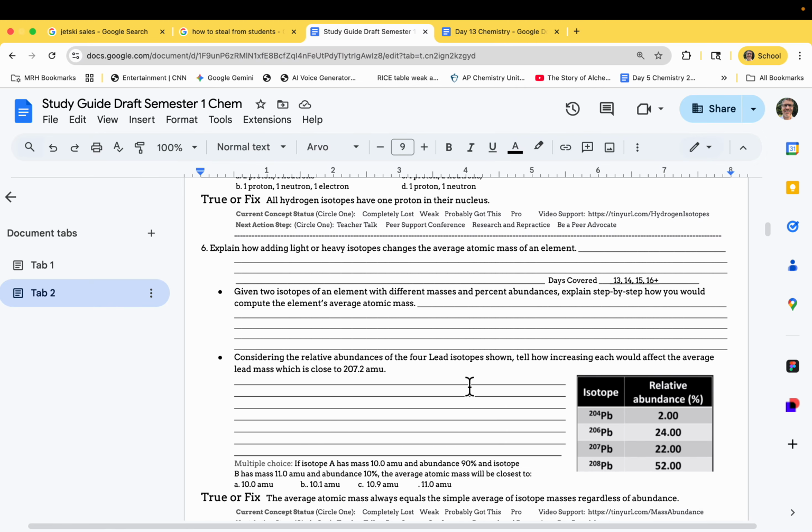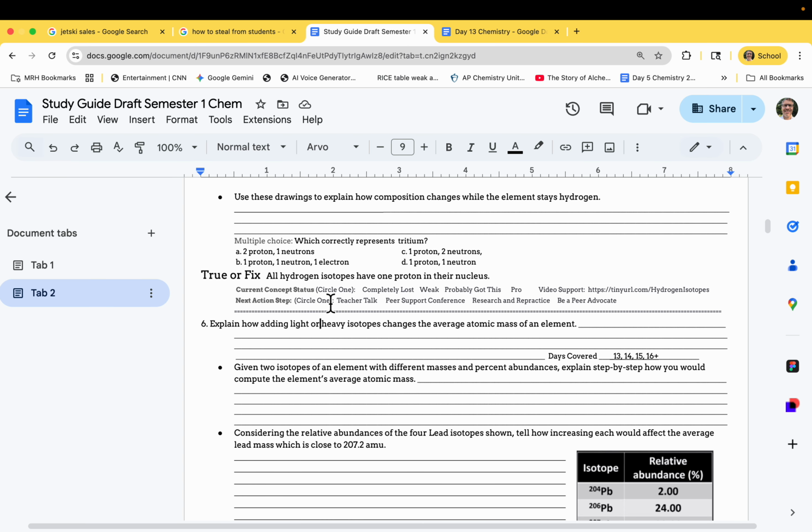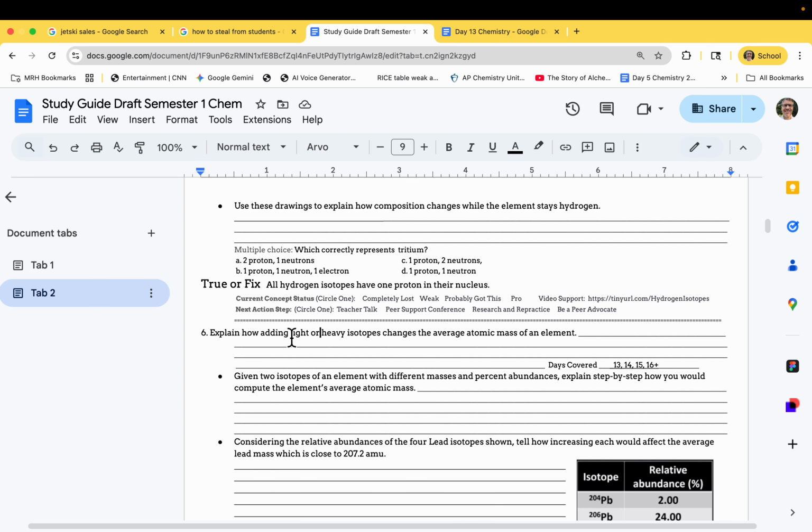Number 6, explain how adding lighter or heavier isotopes changes the average atomic mass of an element. It was amusing how many students read this question as if we were putting light onto the isotopes. No, it means we're taking the isotopes and considering what happens if there's more of the ones that are not heavy, or adding ones that are heavy. So how does adding light or heavy isotopes change the average atomic mass of an element?